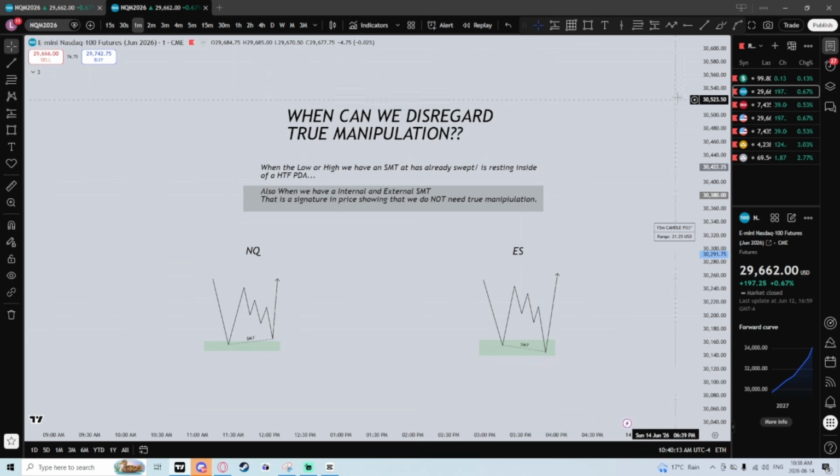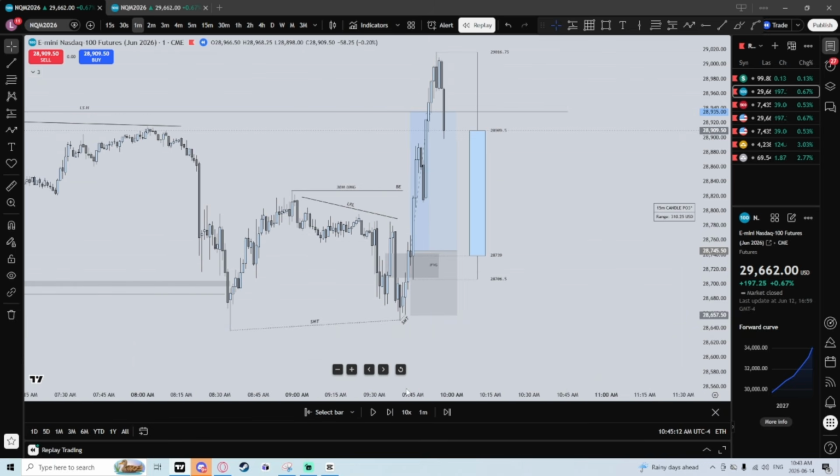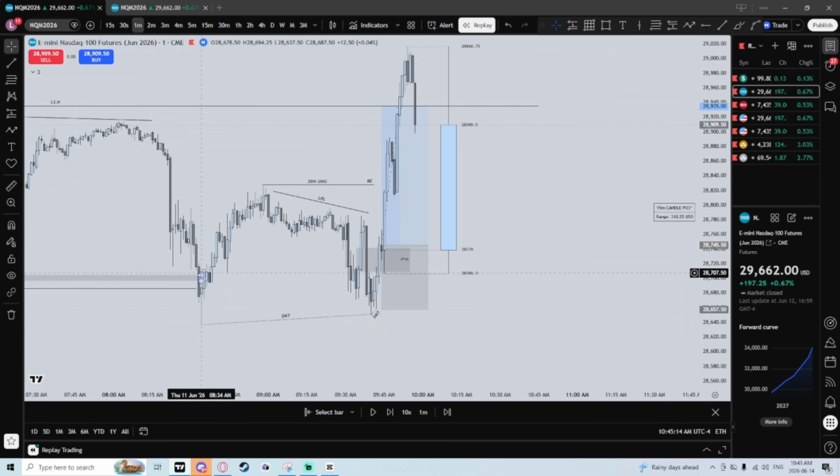I'll show you an on-chart example. Here's a perfect on-chart example when we do not need true manipulation. Okay, it's both of the things that we just went over in one scenario on the live markets. This was on Thursday of last week. As we can see, we have a low inside of a 1 hour bullish fair value gap.